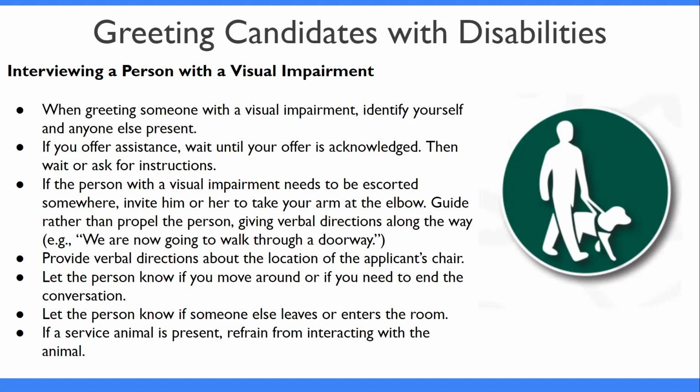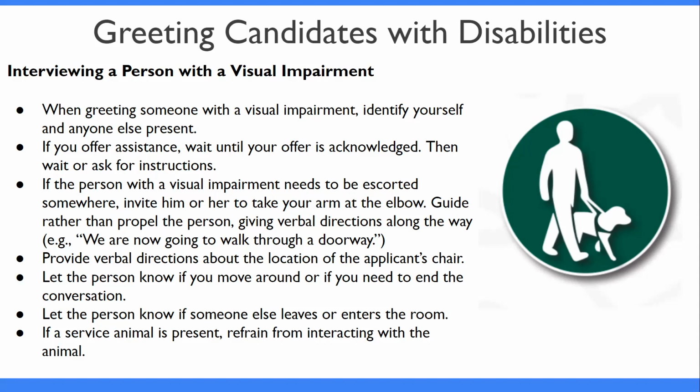If the person with the visual impairment needs to be escorted somewhere, you can invite them to take your arm at the elbow and guide them rather than push them, giving verbal directions along the way. For example, we are now going to walk through a doorway, or there's a step here, or the bathroom is on the left. Provide verbal directions about the location of the applicant's chair, where you'd like them to be seated and where you're going to be seated.